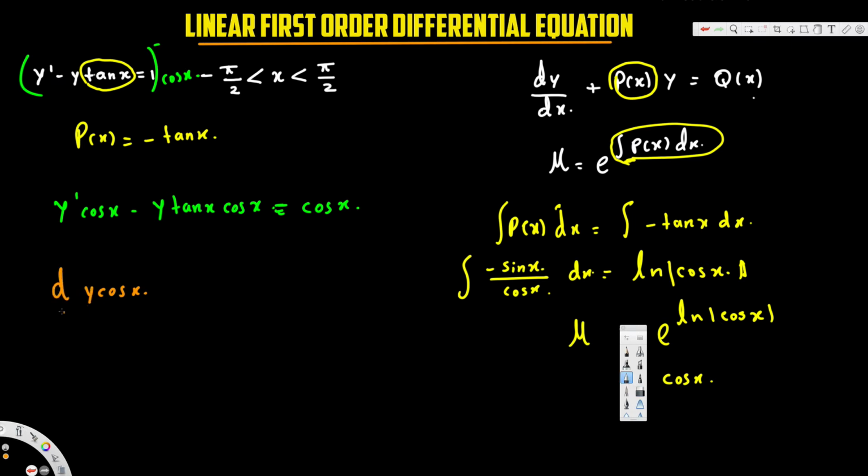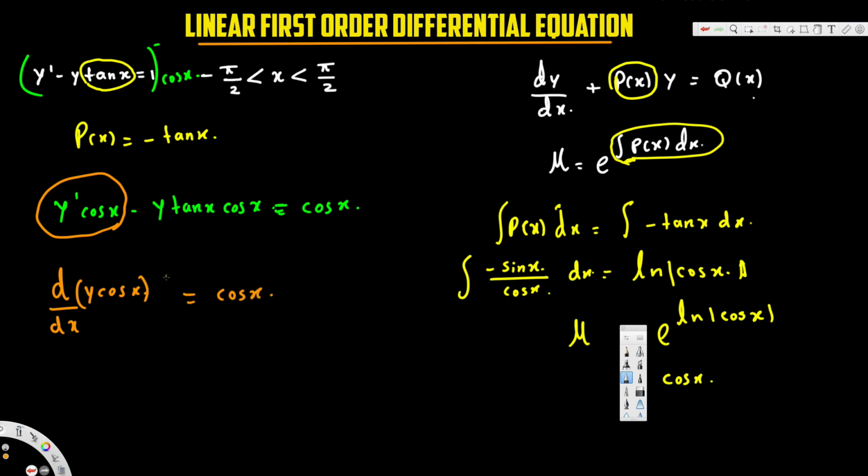Let me write this in that way so we can see it clearly. I move this y here, and d over dx of y cos x, if you take the derivative of this one, you will get this back, because it's going to be a chain rule. You can try this one and you will get this back. This is always true for a linear first order differential equation. After you multiply by the integrating factor, this value will be equal to the other side. Now we can go ahead and equate this to cos x.